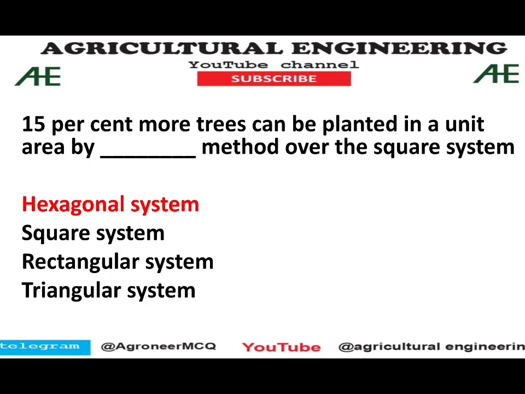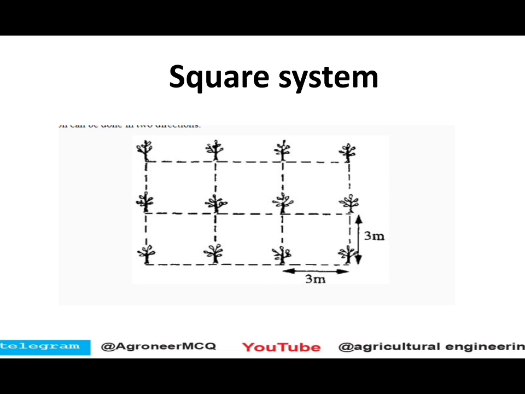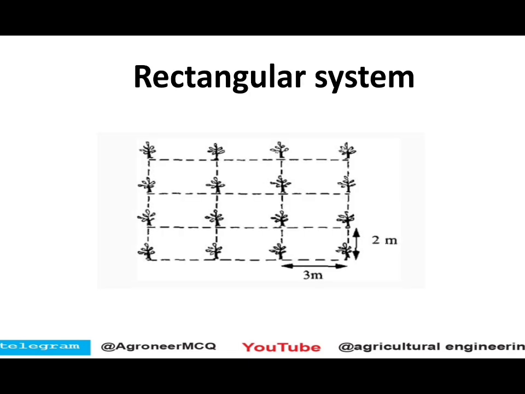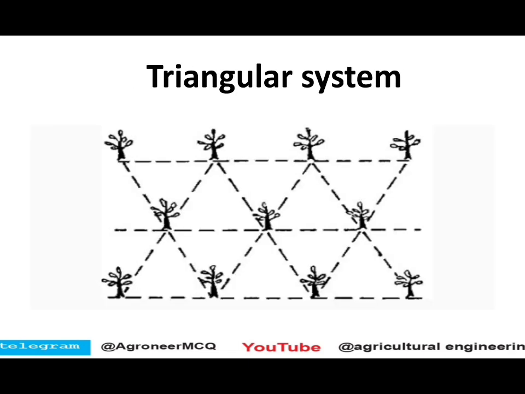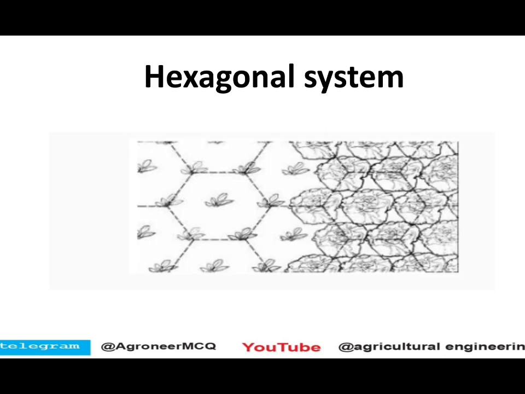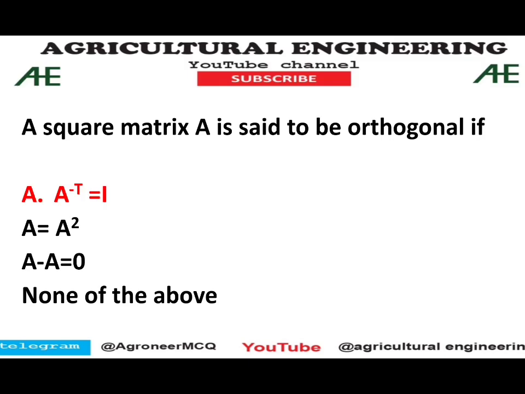15% more trees can be planted in a unit area by the hexagonal system method over the square system. Hexagonal system. So this is the square system. This one is the rectangular system. This one is the triangular system. Hexagonal system.